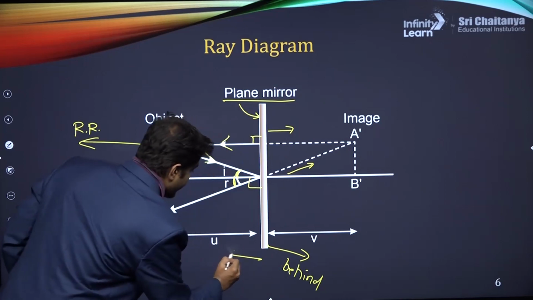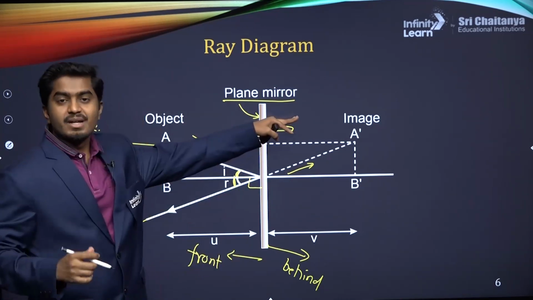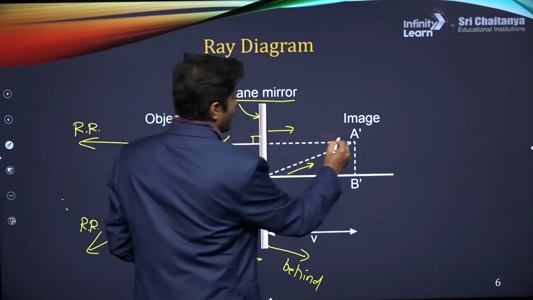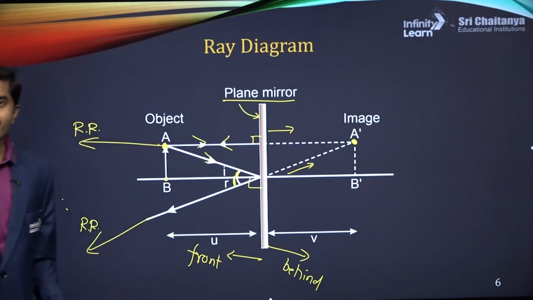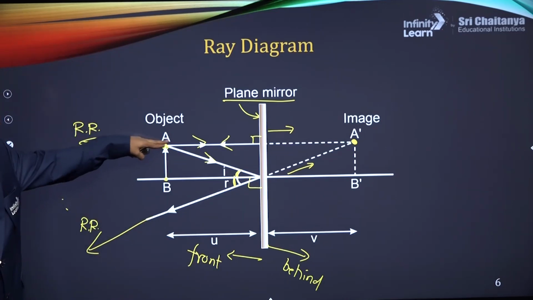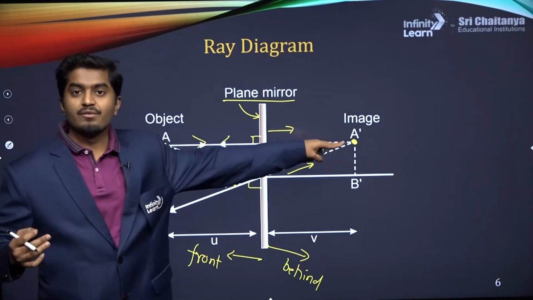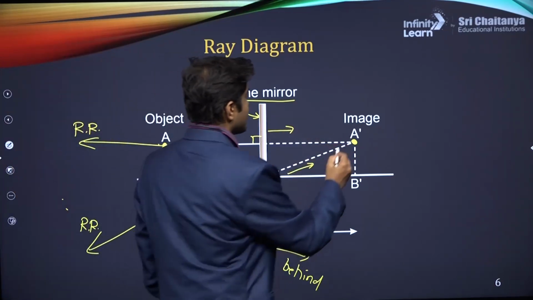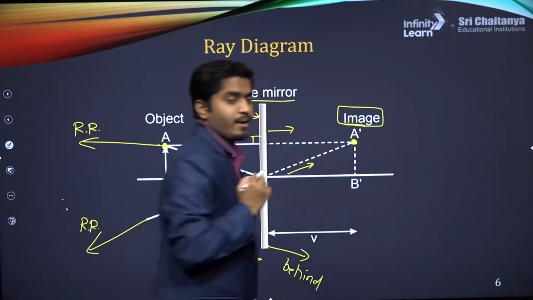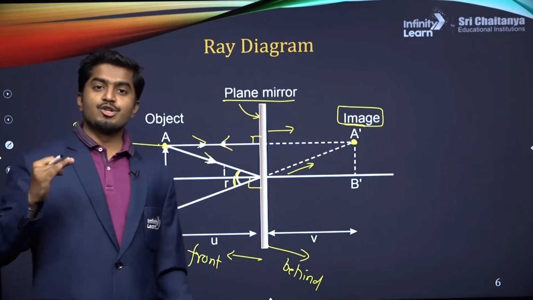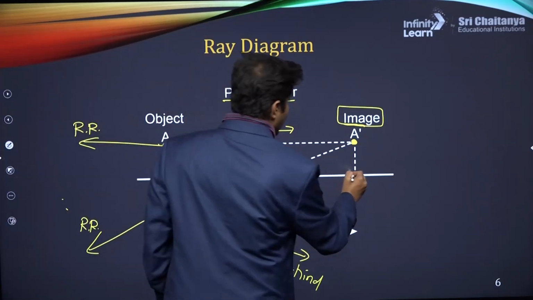This is front, correct? So when we go behind the mirror, what do we observe? We observe that they appear to meet at this point A prime. So for this point A, we are getting the image. There's an A prime, there's an image. Similarly, you can draw for this point B, you'll get the image at B prime.